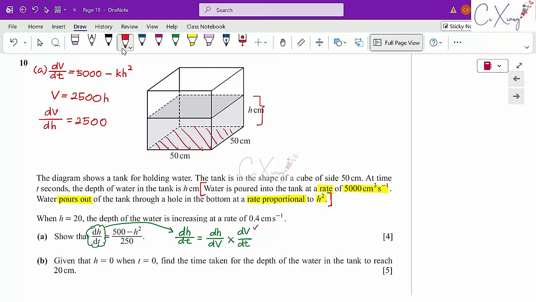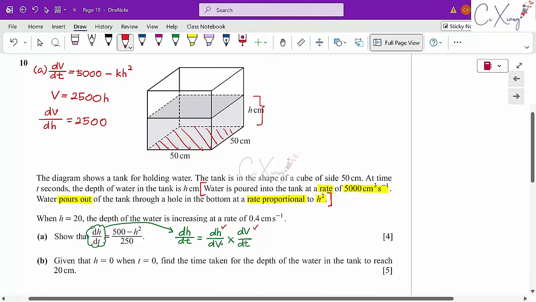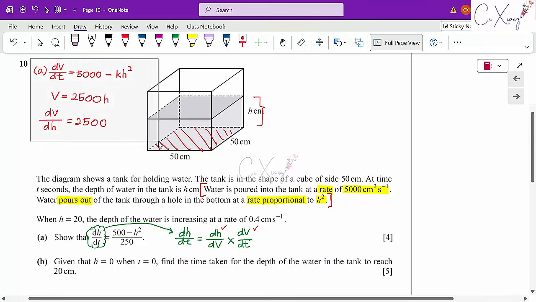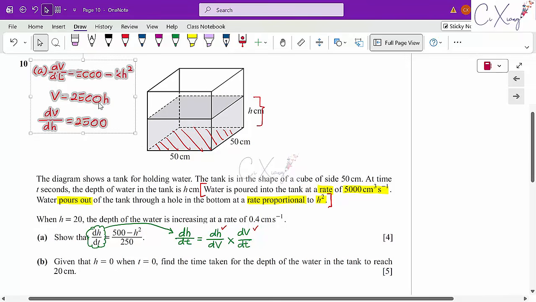All right. Okay. So from here, you already can see quite clearly that we already get all the components that we need in the chain rule. Okay, we have dV/dh, we also have dV/dt, and let us combine all of them together to get the dh/dt. All right, so I'll move it down now.